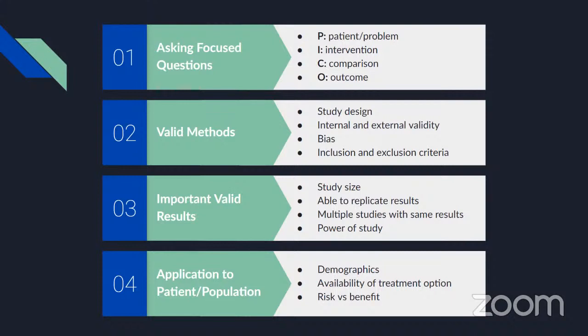So with validity, in our second step, we're again looking at a spectrum. We're looking at internal and external validity. Are we accepting the degree of internal and external validity? Are we accepting the level of bias in the study? Do we think the study design is acceptable to present the evidence that's being stated? And are we using the right inclusion and exclusion criteria in our method to actually generate evidence that is valid?